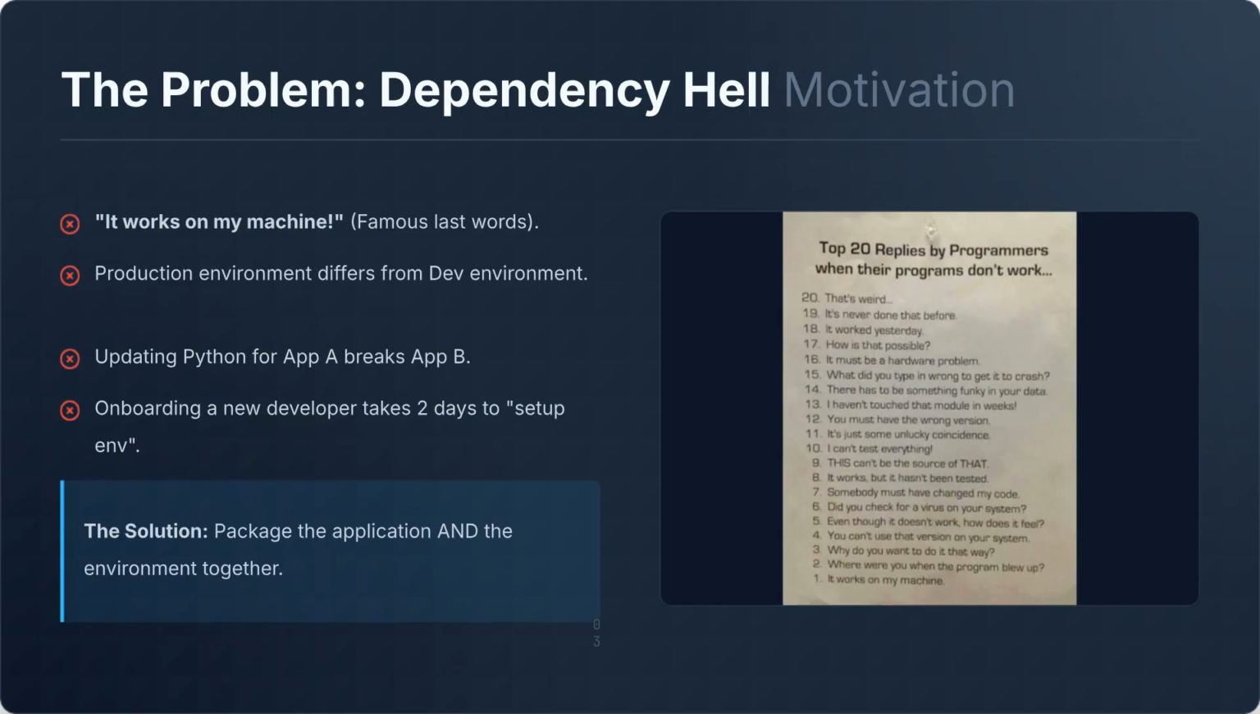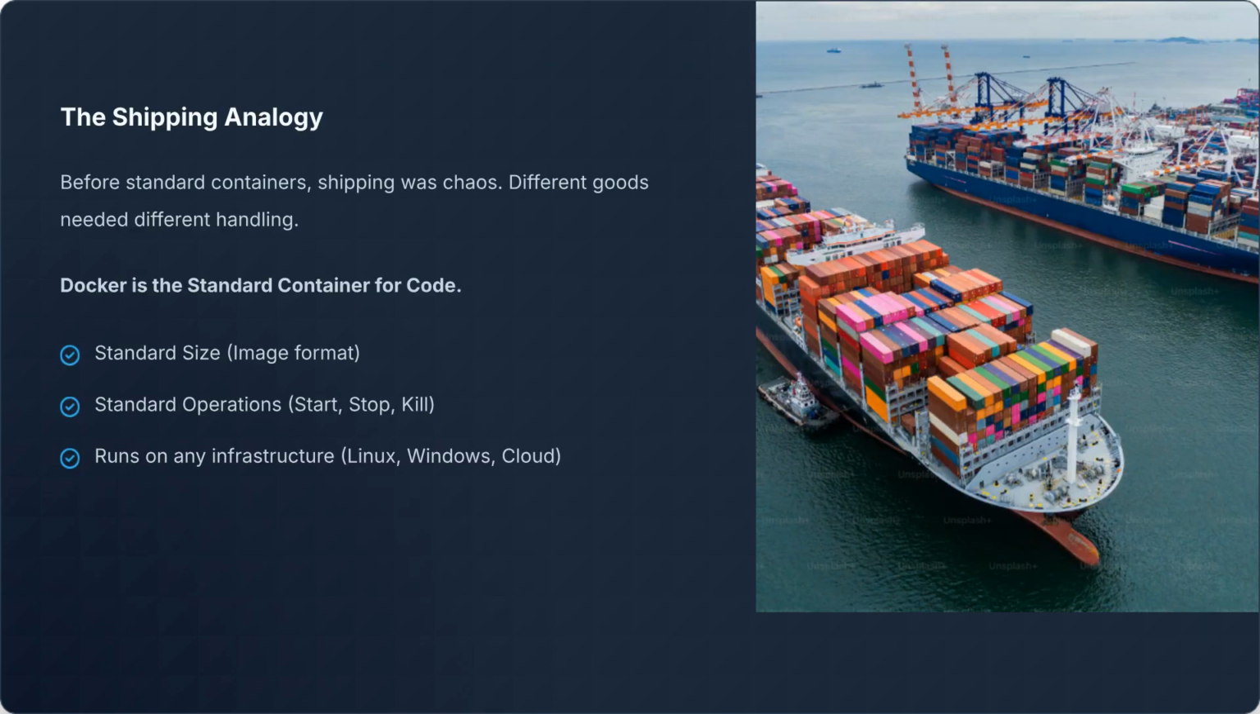The dependency hell problem arises when environments differ or dependencies conflict. The solution is to package the application and its environment together, ensuring consistency. Docker acts as the standard container for code, much like modern shipping containers revolutionized logistics. It provides standard size, standard operations, and runs on any infrastructure.